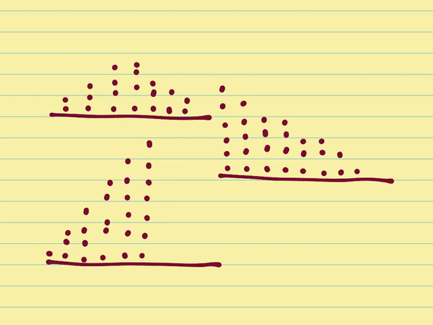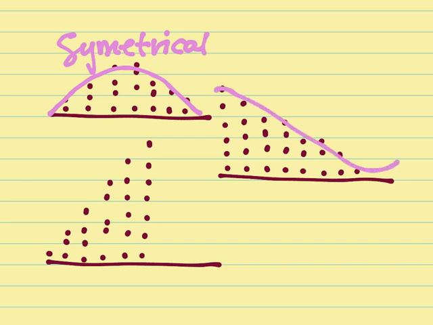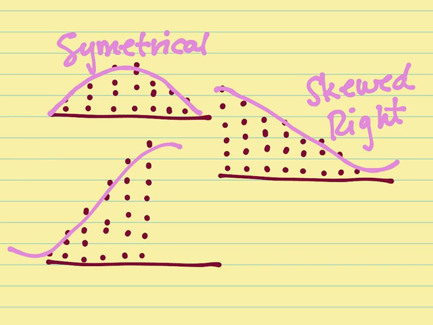All right, so if you have something that looks like this, these are 3 different dot plots. This looks more like a nice little mountain, so this would be symmetrical. We have this one that is going down on the right side, so this would be skewed right. And then this last one is going to be lower here on the left side. So this is skewed left.